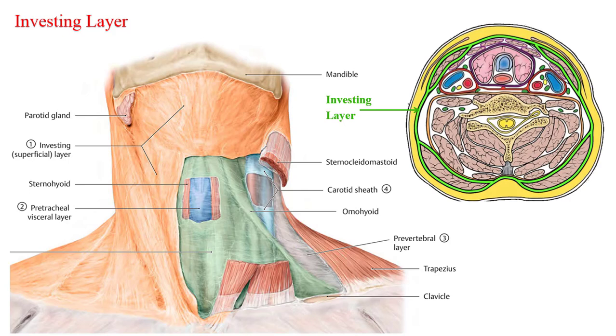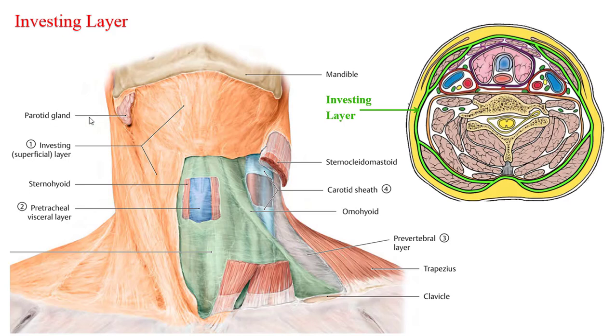The investing layer, also known as the superficial layer of deep fascia, surrounds the neck, and as the name suggests, this layer invests the entire neck deep to the skin and superficial cervical fascia. It's attached to all the bony landmarks of the upper and lower margin of the neck. Investing fascia splits into two laminae to invest or sandwich the sternocleidomastoid, trapezius, and the strap muscles. Here it also splits to enclose the submandibular gland and to form the fibrous capsule of the parotid glands.